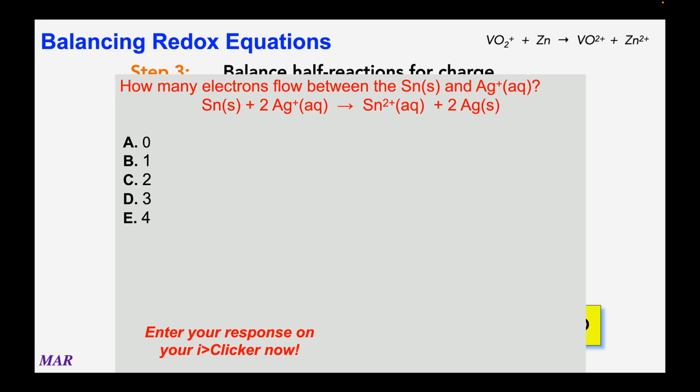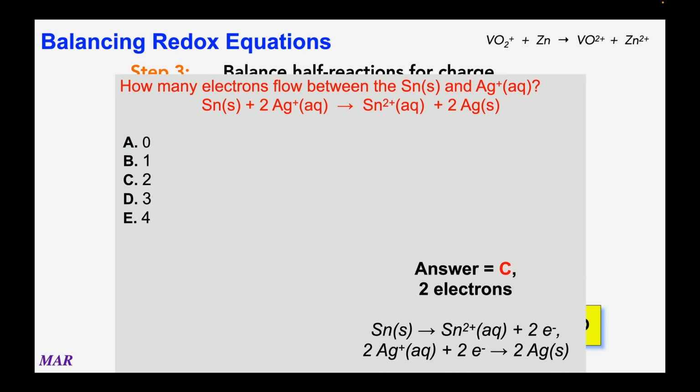But just because we think they've lost, we should also check the part that's being reduced, and that's silver plus going to silver. So each silver plus needs 1 electron to become silver metal, and there are 2 of them, so 2 electrons are needed to make 2 silver plus turn into 2 silvers. The operative word here is 2, all right? As long as you see that there's 2 electrons being transferred, that's the important part.